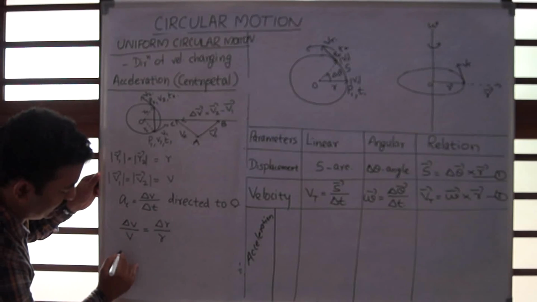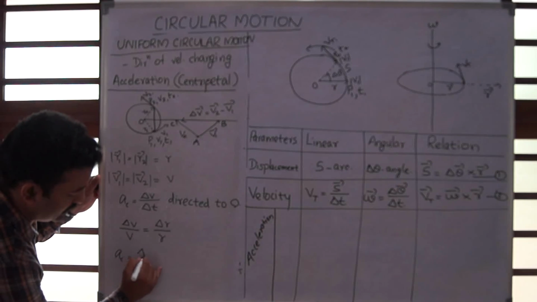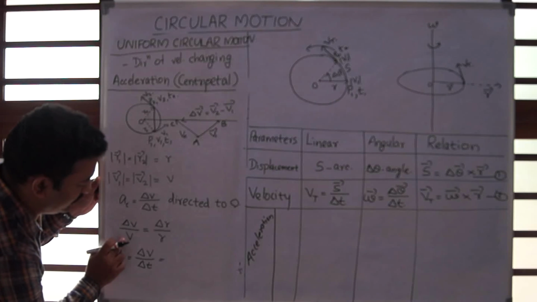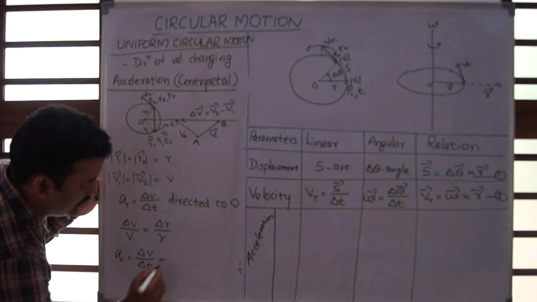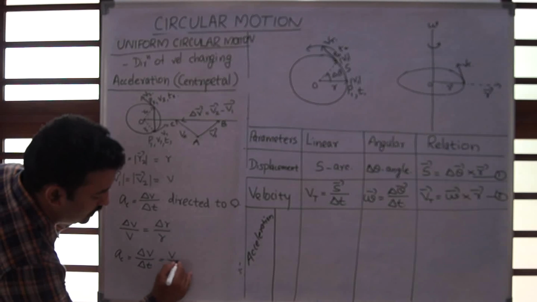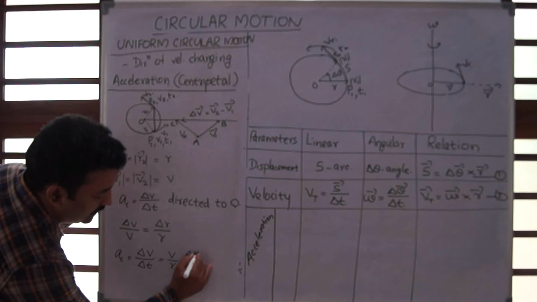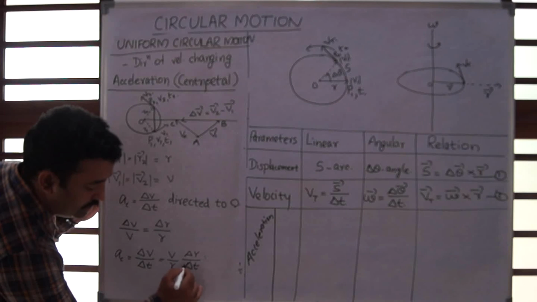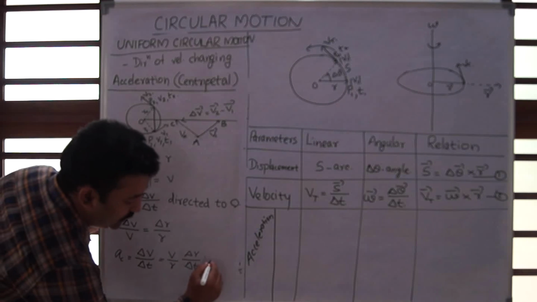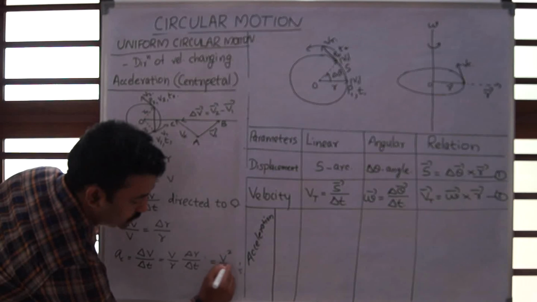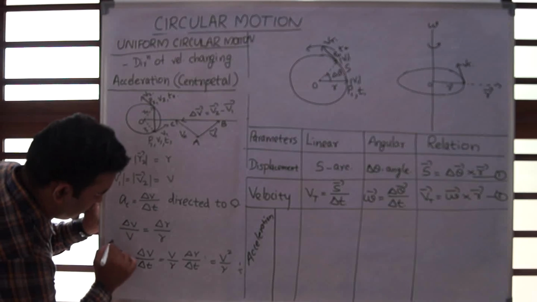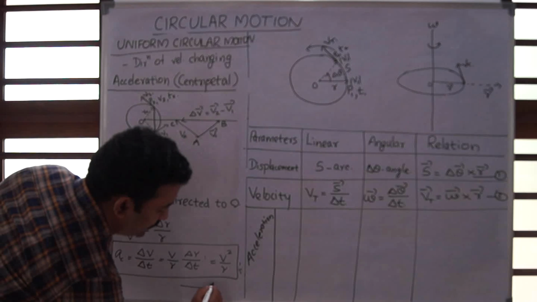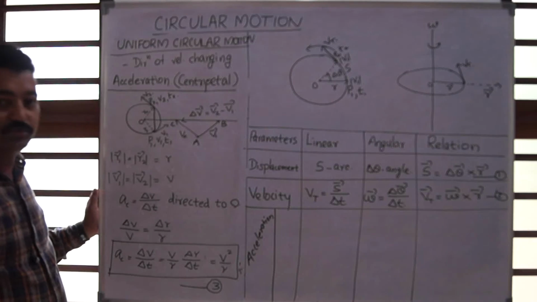Substitute into the expression of AC. What is AC now? Delta V divided by delta T, or from this delta V can be written as V into delta R divided by R. So V by R into delta R divided by delta T. Delta R divided by delta T is nothing but that is again equal to V. So we will get this expression as V square divided by R. So centripetal acceleration is derived as V square divided by R. I am putting it as equation 3.